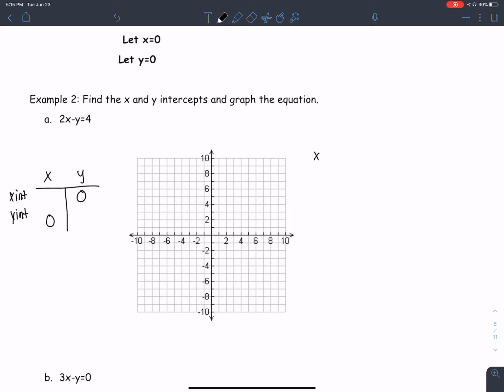First we're going to do our x-intercept, and I'm going to let y equal 0. So 2x minus 0 equals 4. 2x equals 4.